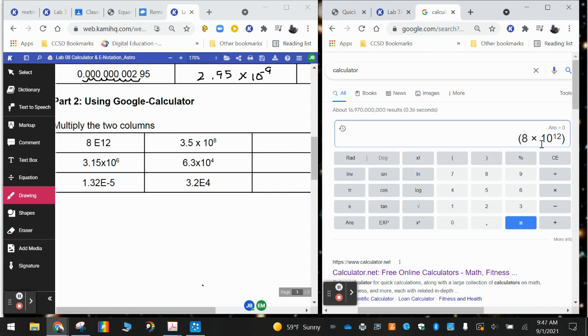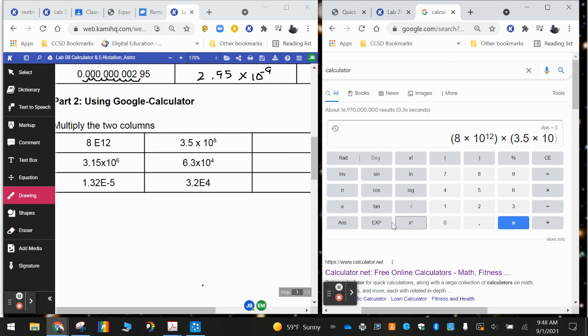Okay. All right, so now I want to multiply it by 3.5 times 10 to the 8. So if you want to, go ahead and do the multiplication symbol here. So it shows times here, right? Open parenthesis, okay, and 3.5. And we want to do times 10, right? Times 10. And here's this X to the Y button here. Okay, we want to hit this button here. And when I do that, a little box shows up. Okay.